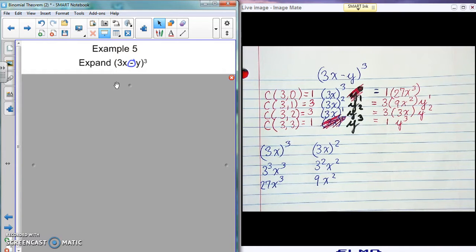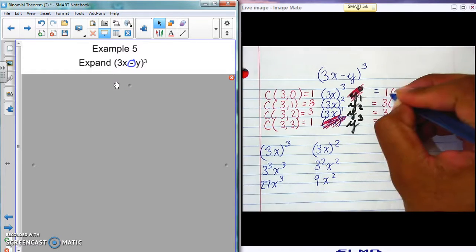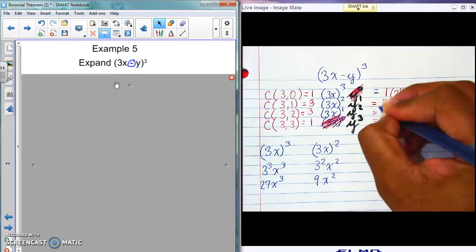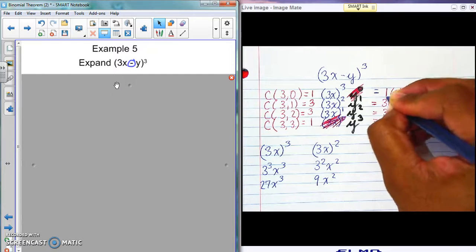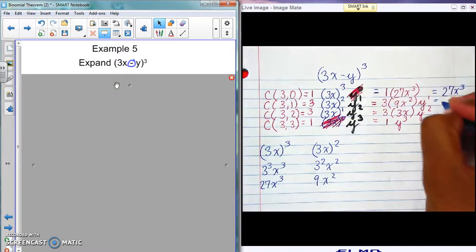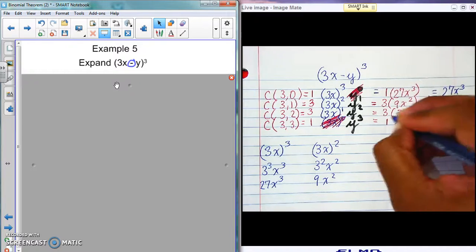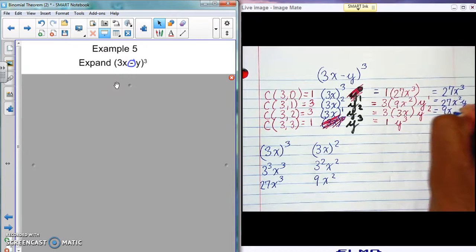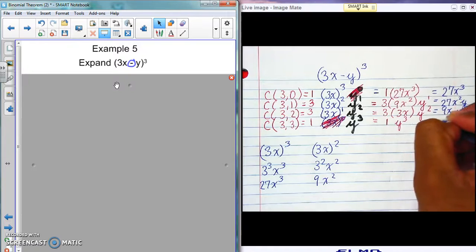Okay. And then the last thing is to simplify everything down. So 1 times 27 is just 27x cubed. 3 times 9 is 27x squared y. 3 times 3 is 9x y squared. And then the bottom one is just y cubed.